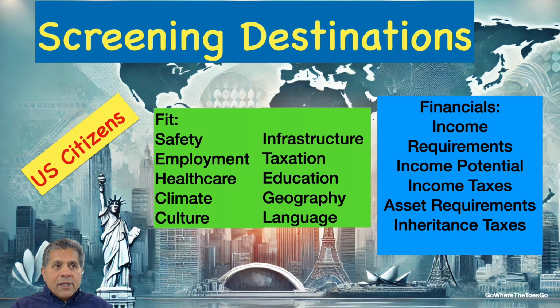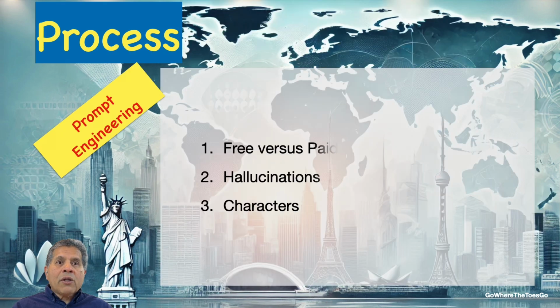So when we're screening these things, we could run analysis like these on safety, employment, healthcare, climate, culture, infrastructure, taxation, education, geography, and then, of course, the financial side and even visa. And this can take a lot of time, which is why we recommend in another video that you pick three of the top most important things from a fit perspective. On the financials, pick one or two important attributes. On the visa, the income criteria to narrow down your list. And once you've got that narrowed down list, you're pretty much ready to go.